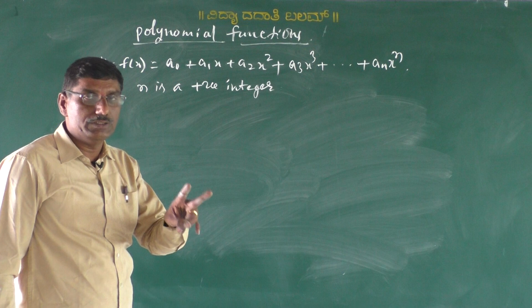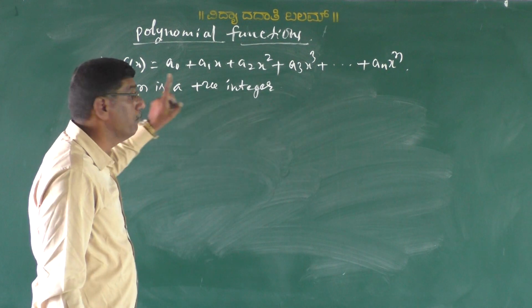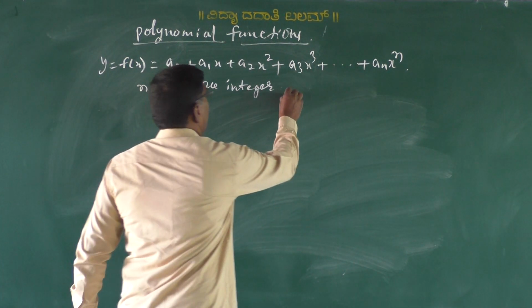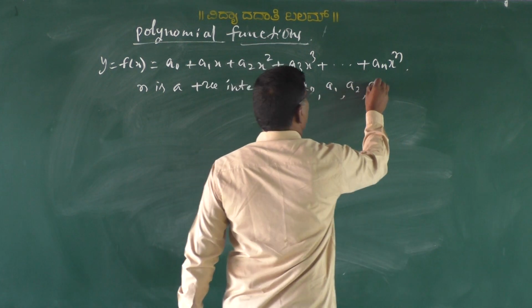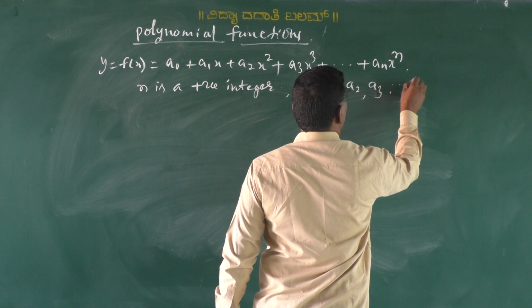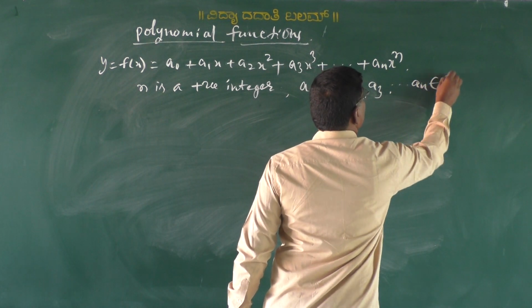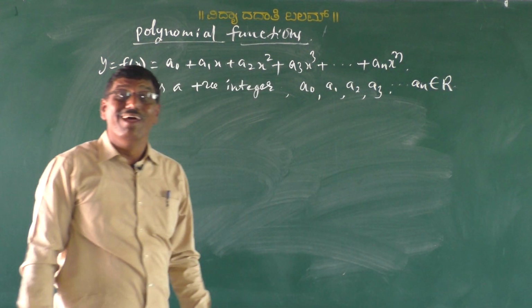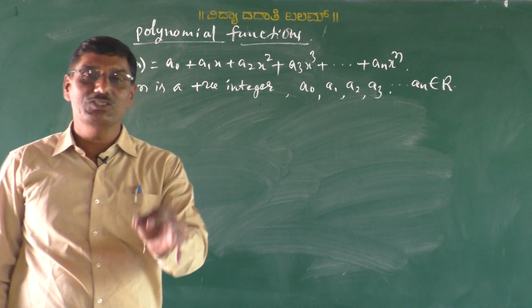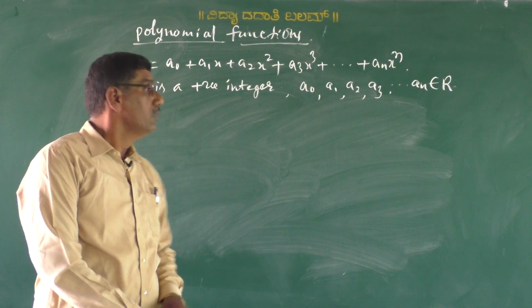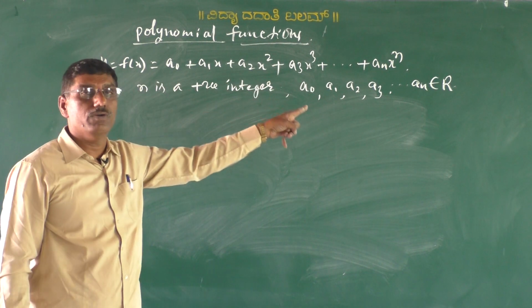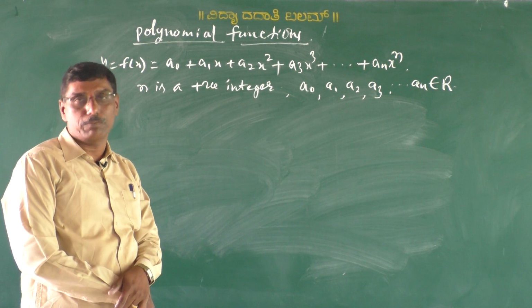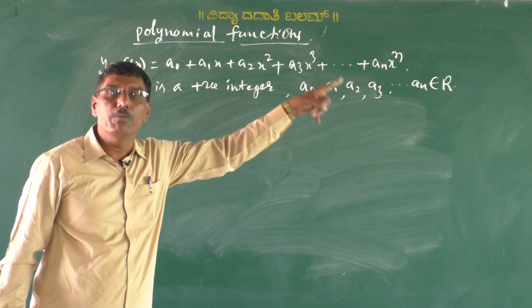Non-negative integer. Are you understood? That is the n, important. And a0, a1, a2, a3, so on, an belong to R. That means reals. This function we call a polynomial function. That is the general representation of a polynomial function.